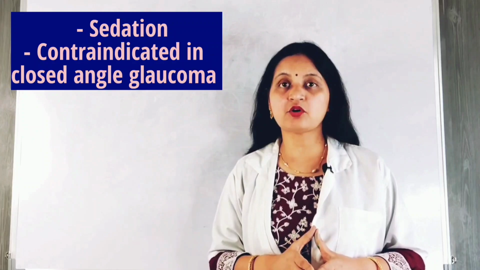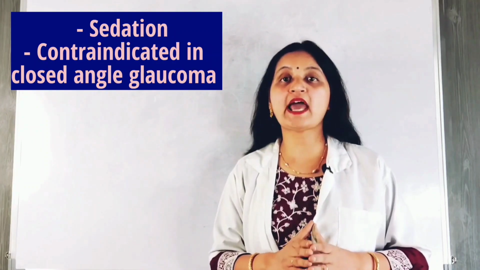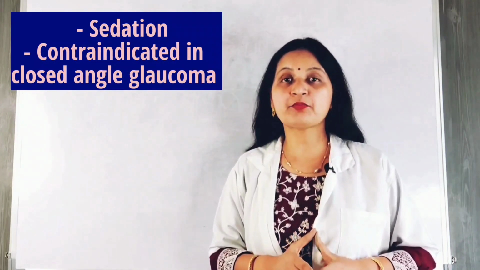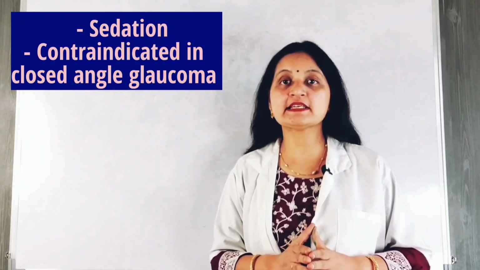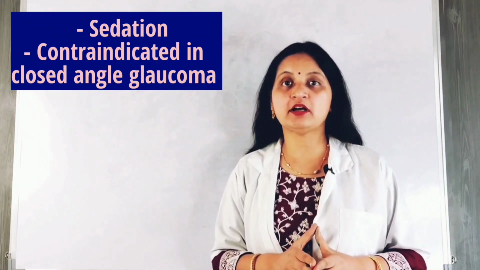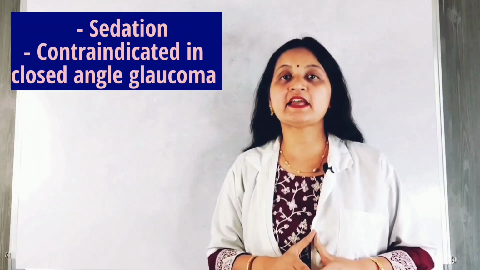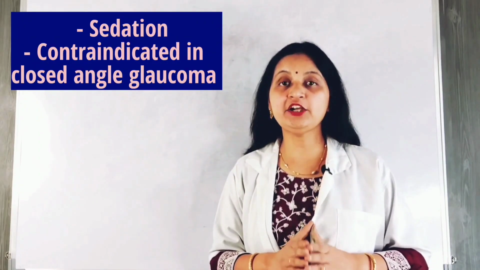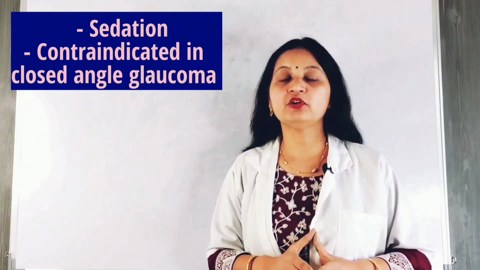Also, hyoscine is contraindicated in closed-angle glaucoma because it has the property to induce mydriasis and cycloplegia. Because of mydriasis and cycloplegia, they can increase the intraocular pressure, and therefore they are contraindicated in glaucoma.